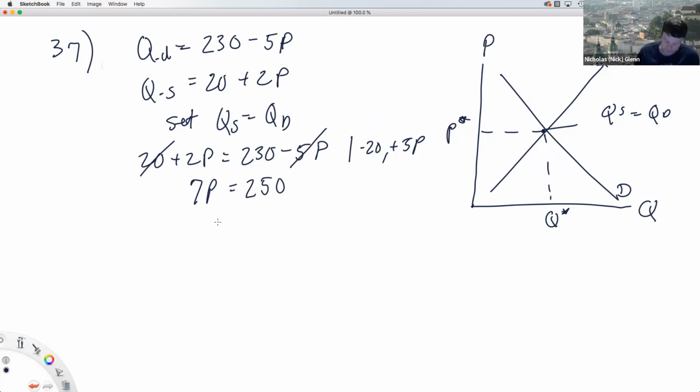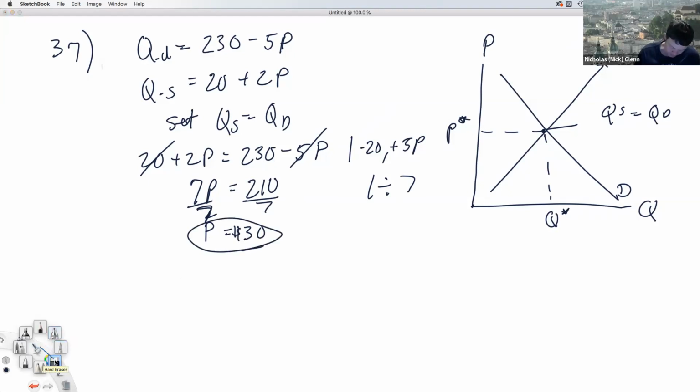Now what we can do here, wait a minute. Oh, sorry, this is 210. You have to subtract 20. I was adding it. All right, so that's 210. And now to get the price, we just divide both sides by 7. That'll give you the price equals 30. So 30 bucks is our equilibrium price here.